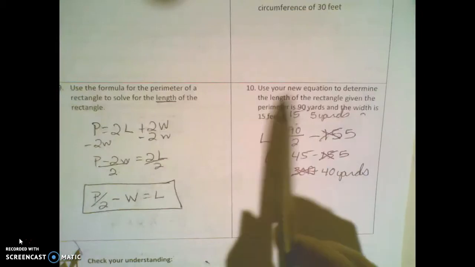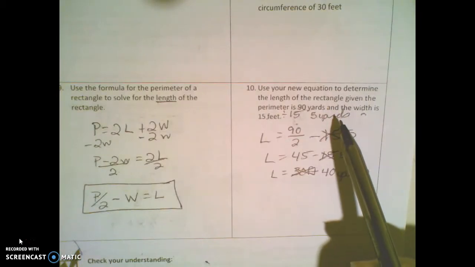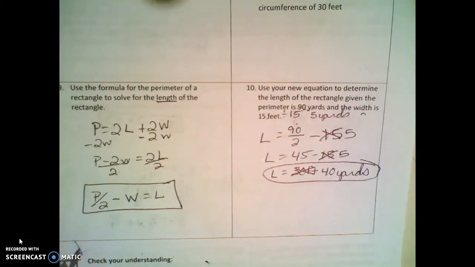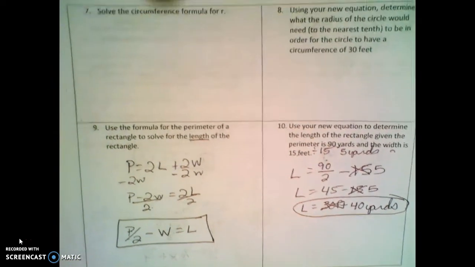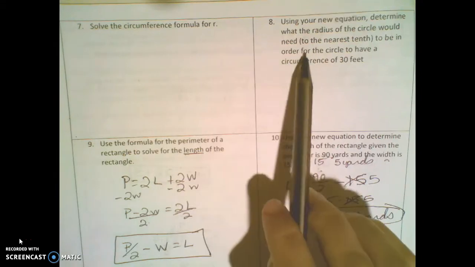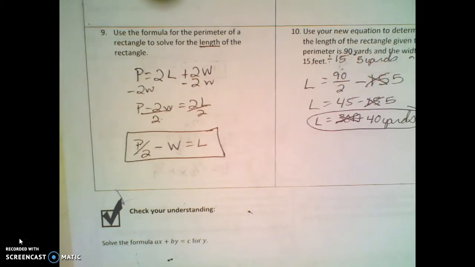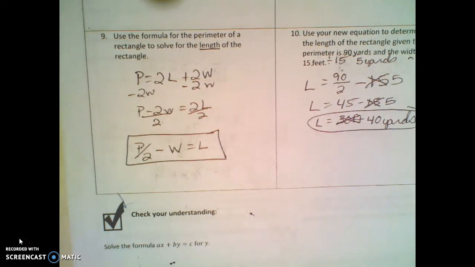It doesn't specify whether we're going to solve in for yards or for feet, so we might as well just do the one that is easier for us. Okay, so I want you guys to try 7, 8, and then down here the check your understanding problem. So pause it and come back when you've got those completed.